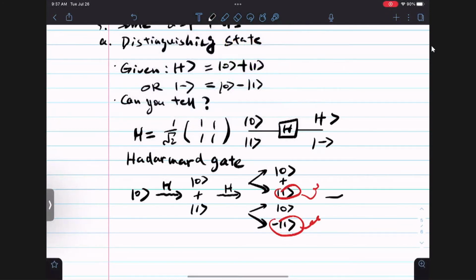Do you have the right matrix? There's a minus sign. Oh, yeah, good point. Otherwise, it's not going to be unitary. Yes, thank you.